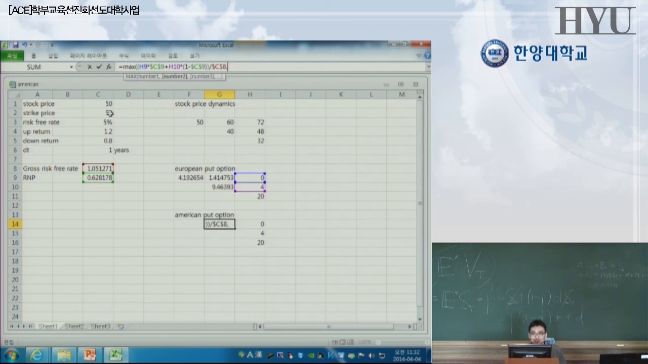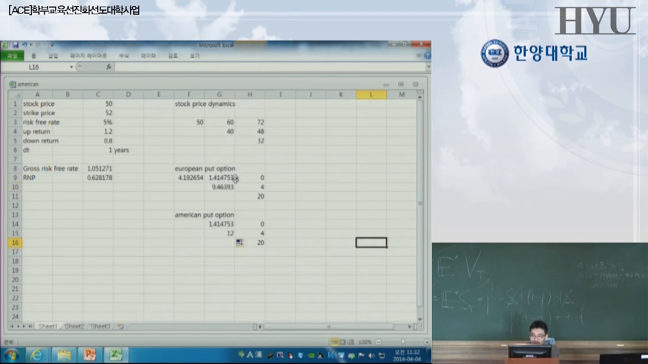Put option means that this one minus this one, right? So this part is simply we are holding the put option. This part is what would happen if we exercise the put option right now. So we are choosing the max, the bigger one between the two. Now, interestingly, this value and this value are different, right?